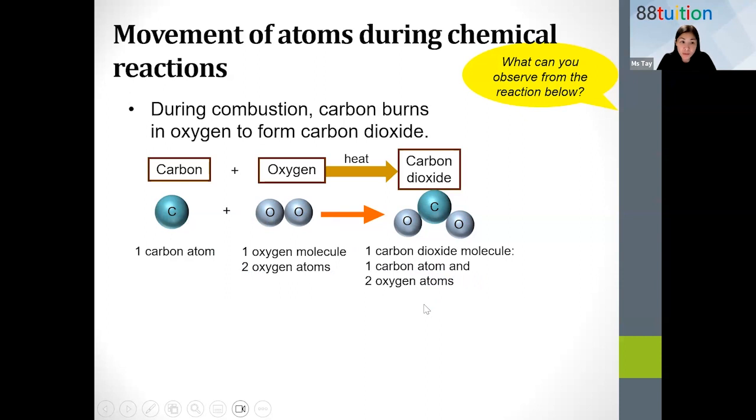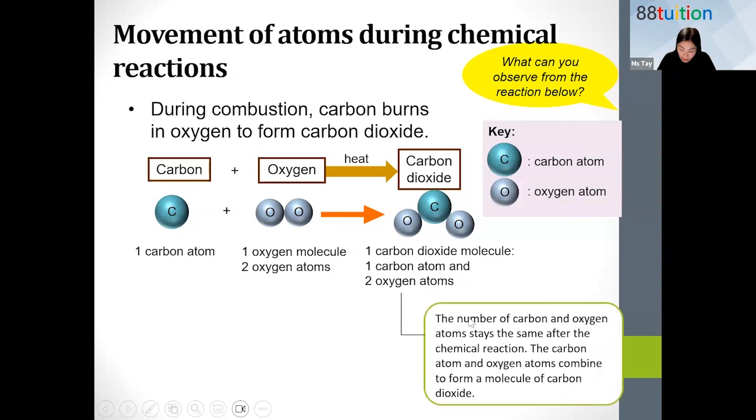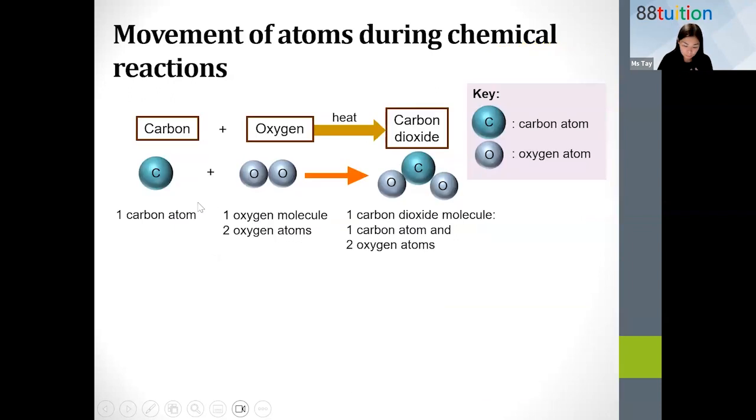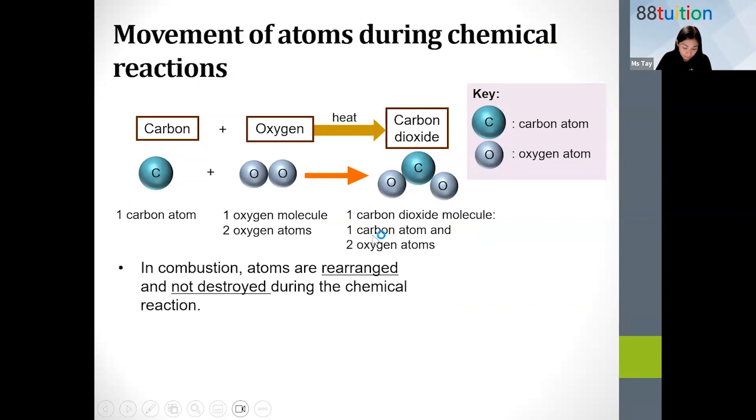So far, so good. Very simple, very direct, right? This is straightforward. The number of carbon and oxygen atoms stays the same. It's just that the atoms rearrange themselves to form new products, new substances. So take note, atoms are just rearranged, they are never destroyed. You cannot form new atoms. It's always the same atoms, just new products, new molecules.